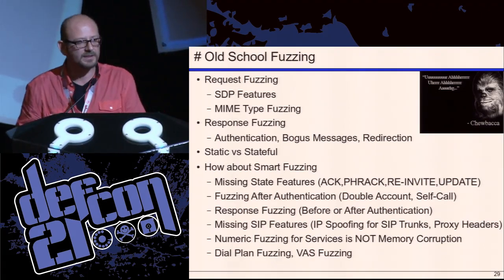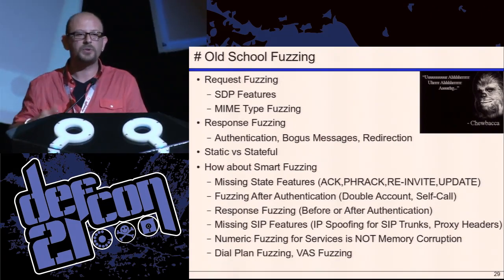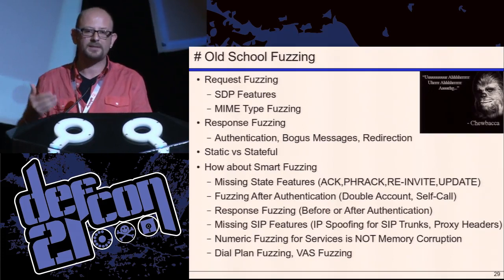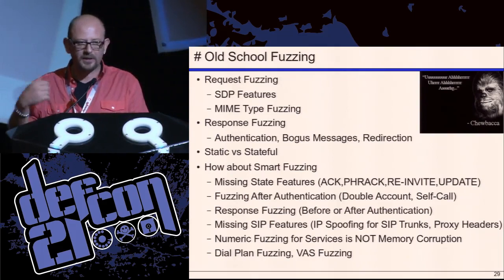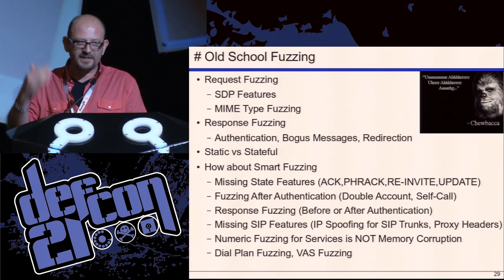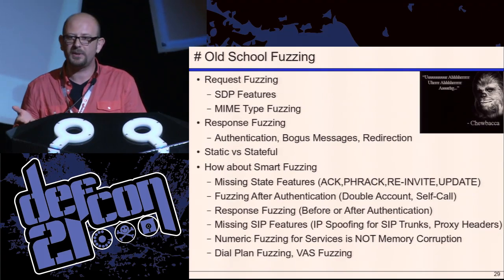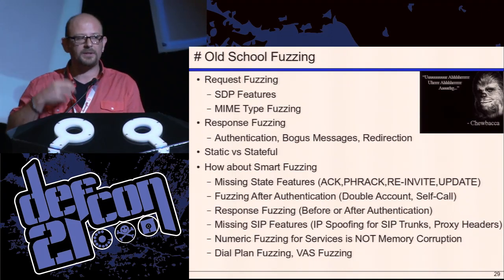How about smart fuzzing? Smart fuzzing should be really smart. It should have state support. It should have many methods such as subscribe, ACK, FRAG, or invite, re-invite, update. We have no support in Metasploit tools. Also, fuzzing after authentication is a completely different thing because we have no tool to fuzz remote servers after authentication or with authentication. So we have another thing.